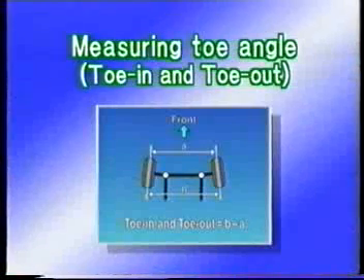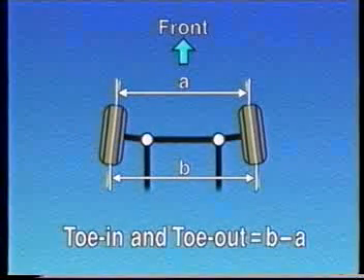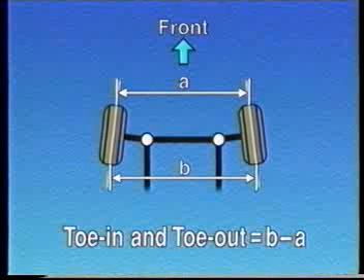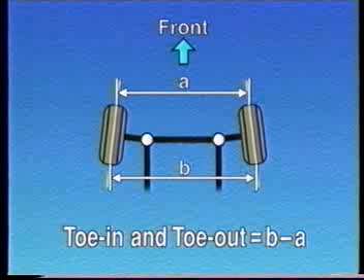Next, measure the toe angle. Toe angle refers to the distance between the fronts and rears of the wheels when the vehicle is viewed from above. For the toe angle measurement, the angle is not measured. Instead, the distance between the tire center lines is measured at the front and the rear of the tires, and the angle is determined by calculating the difference.